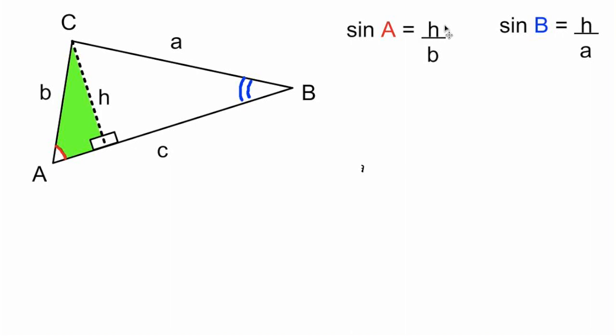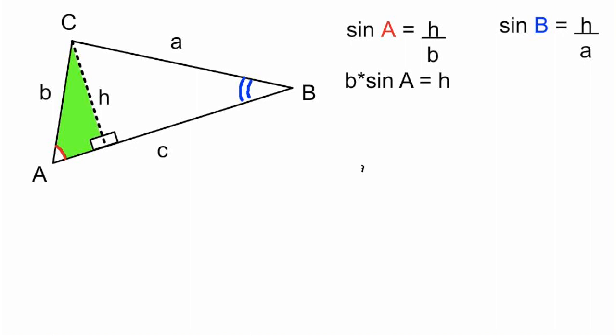I'm going to recognize that both of these have an h in them, and that might be a useful observation, which is to say, let me solve both of these problems independently for h. If I multiply both sides by b here, I would get b times sine of A equals h. And likewise, if I multiply both sides by a here, the a would cancel, leaving me with a times sine of B equals h. So the reason this is useful is I now have two different ways to express the same quantity.